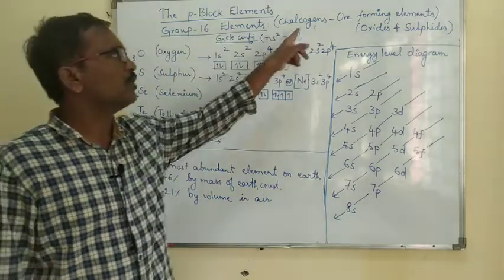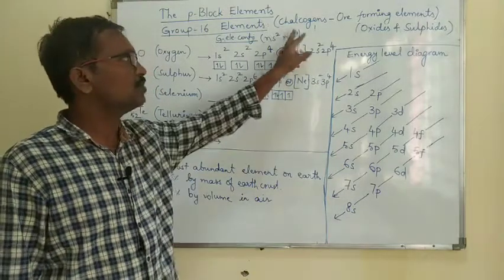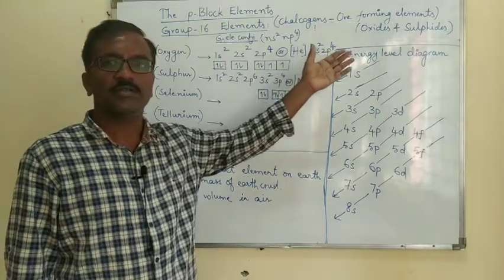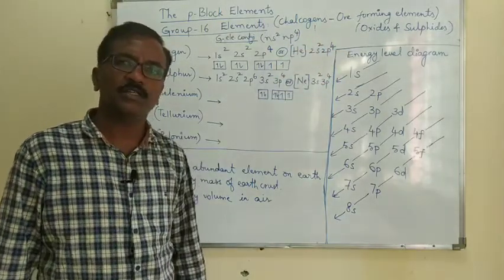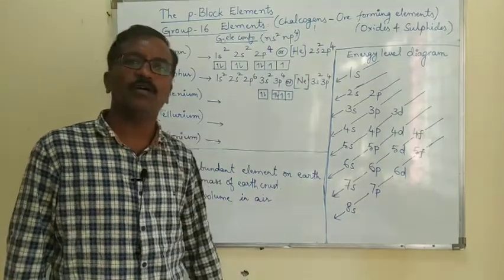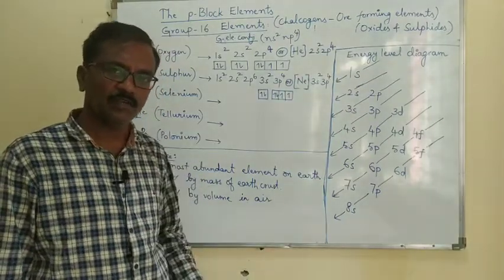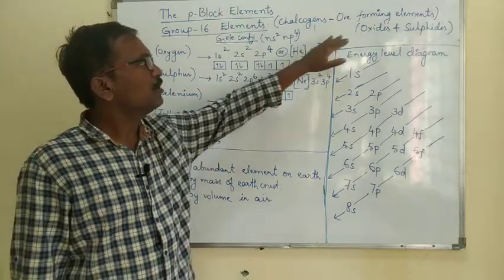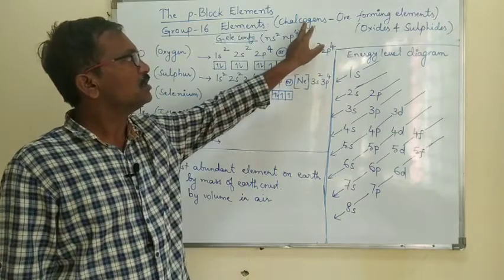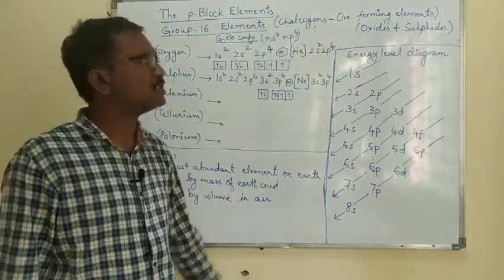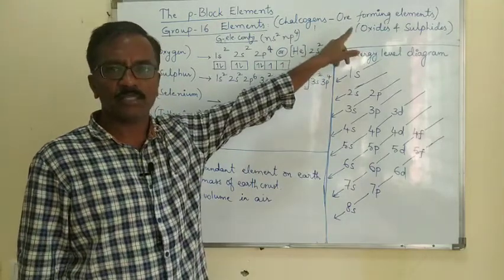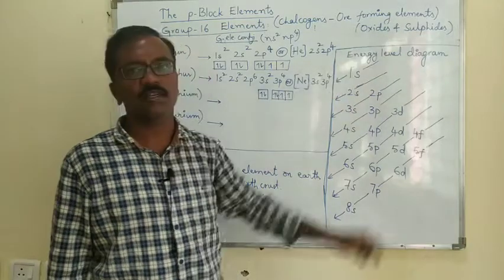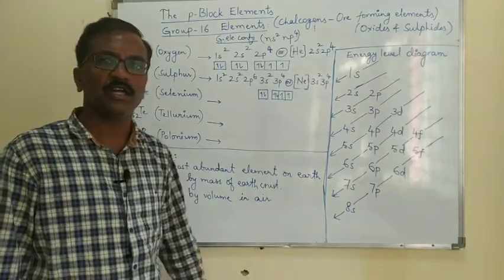16th group elements, generally we call them chalcogens. Chalcogens means ore forming elements. Most of the elements in the earth crust are available in the form of oxides and sulfides, just like copper oxide, copper sulfide, right? So based on that, the 16th group elements we call chalcogens, ore forming elements, that means mineral forming elements. Minerals are available in the form of oxides and sulfides, that's why we are calling them chalcogens.